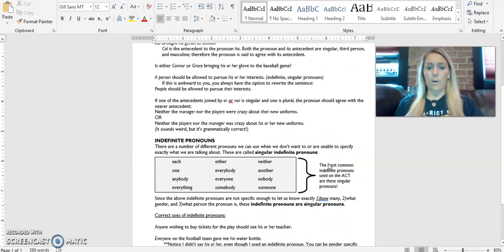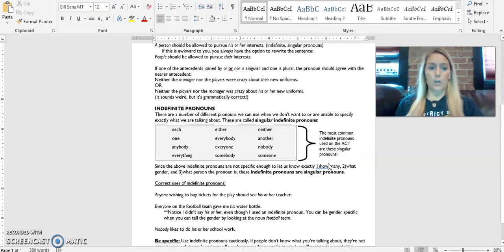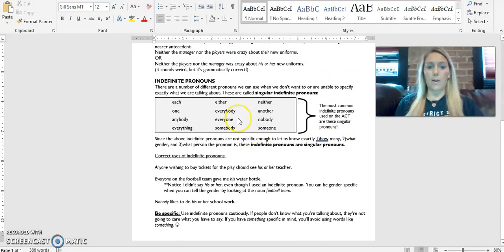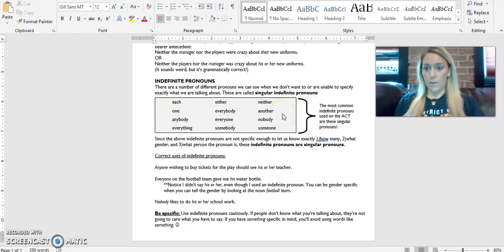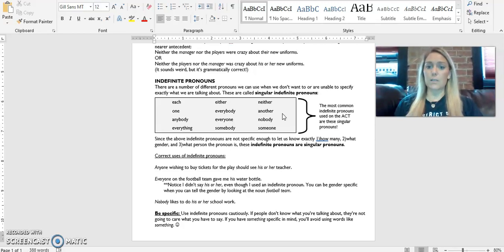Okay? Now, this is where it can get tricky, and I'm going to come back to this part as well. This is where it can get tricky when you're talking about indefinite pronouns. So there are a number of different pronouns we can use when we don't want to or are unable to specify exactly what we're talking about. And this is when we use singular indefinite pronouns. The pronouns in this box are all examples of singular indefinite pronouns. They're not all of them. There's more. Okay, but these are the most commonly used ones, and when I look up what the ACT uses, these are the most commonly used singular indefinite pronouns on the ACT.